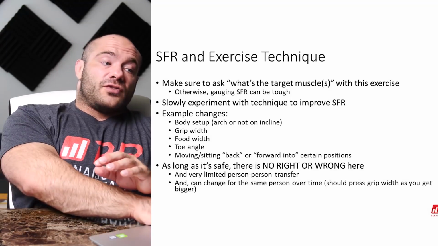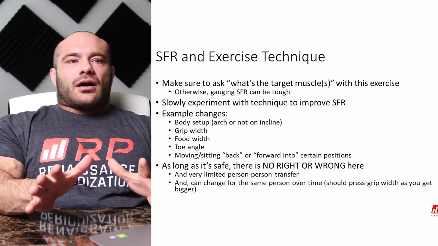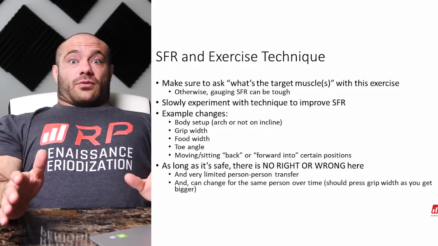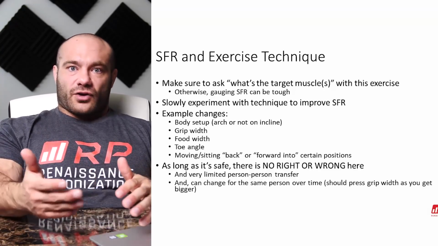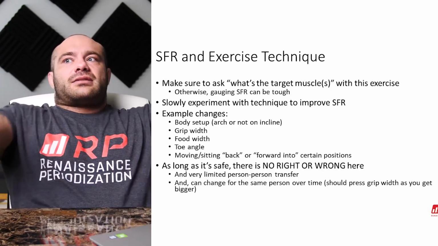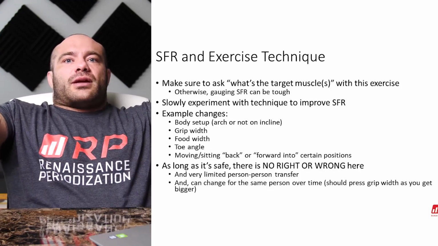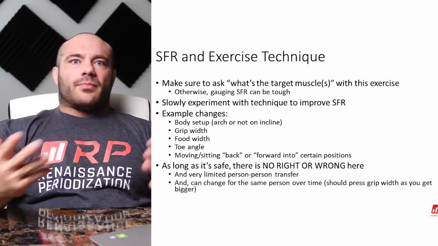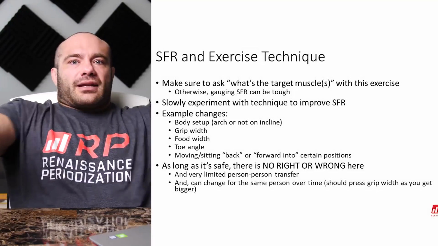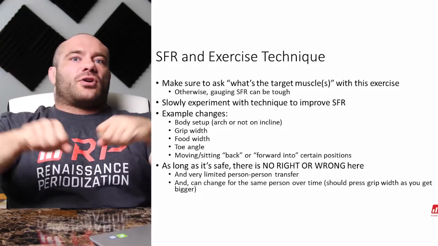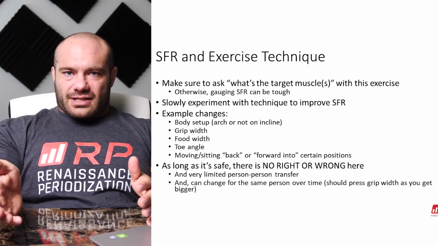So for example, stuff you can do, body setup, like arch or not on an incline. Like on an incline bench, you could take a really big arch or not. See which one is better for your upper pecs that you're targeting. Grip width, right? Like, is this a medium grip bench or is this a medium grip bench? Or is that a medium grip bench? Or is this a medium and this is close? Well, that's up to you and your body's built differently than everyone. You could grip like this and get an awesome chest pump and your elbows don't hurt. You could grip like this and you get a shitty chest pump and your elbows hurt like shit. It's clear which one has the best SFR, right?